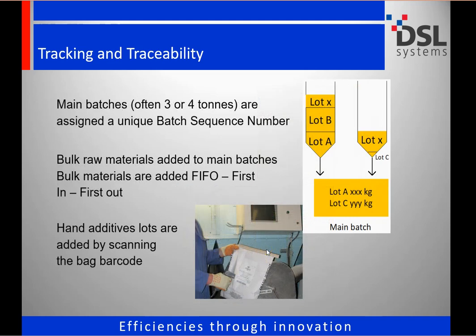Main batches. When it comes to making the main batches, typically 3 or 4 tons, individual batches are assigned a unique batch sequence number, and raw material lot numbers are recorded from bulk bins first in, first out. So if we show the main batch here, this has some of this lot number from this raw material bin and some from this raw material bin, and we store the information with the main batch. Hand additives are recorded from bags or from DSL's warehouse stock tracking, as just mentioned.